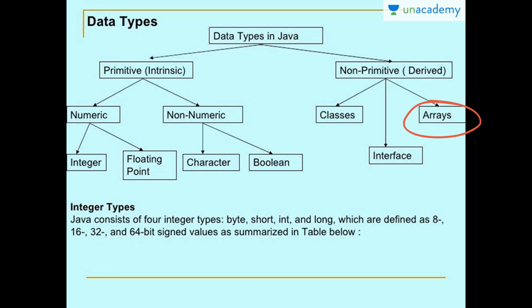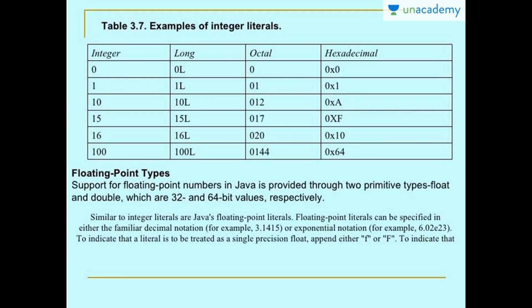So, what are integer types? Java consists of 4 integer types: byte, short, int and long, which are defined as 8, 16, 32 and 64 bits signed values as summarized in the table. Now, integer 0 can also be written in long form as 0L. Then octal is also with a leading 0, hexa is 0x0. These are the forms in which we can write the numbers.